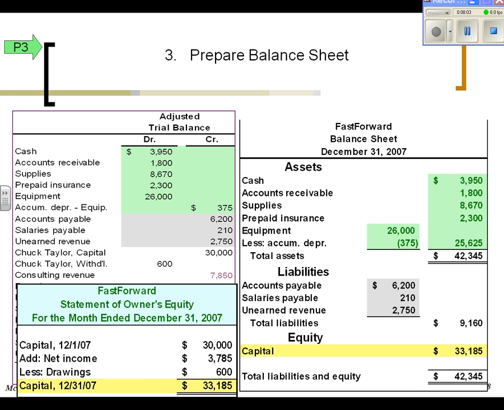Remember that. Then we list our liabilities down, and then of course we're going to take the capital from the statement of owner's equity, and that was 33,185. And then my balance sheet should be in balance. My total assets of 42,345 should equal my liabilities plus my equity, and that comes down to 42,345.